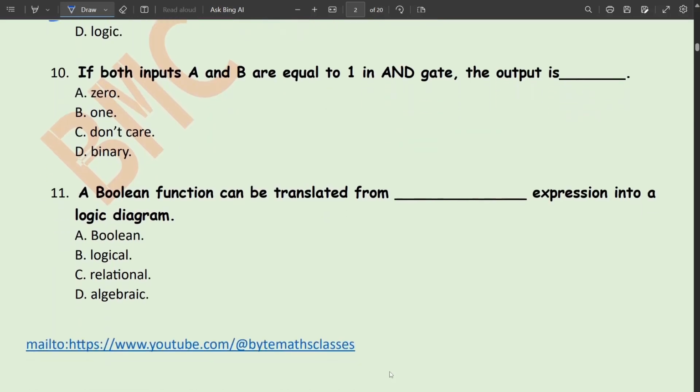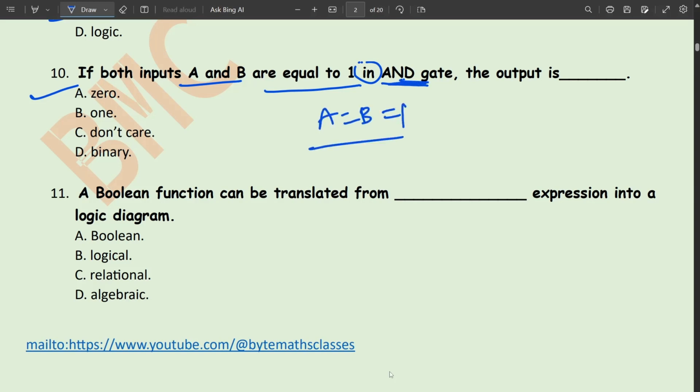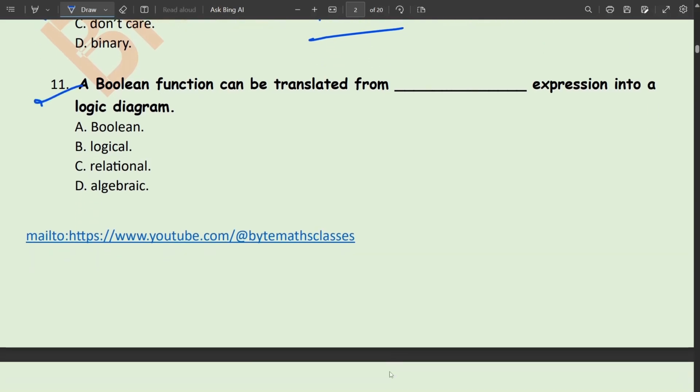Next, if both inputs A and B are equal to 1 in an AND gate, what will the output be? The output will be 1. Option number B is correct. Next, a Boolean function can be translated from a logical expression into a logical diagram. So the answer will be logical expression.